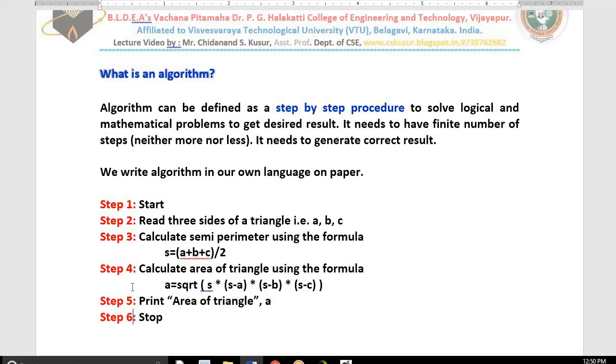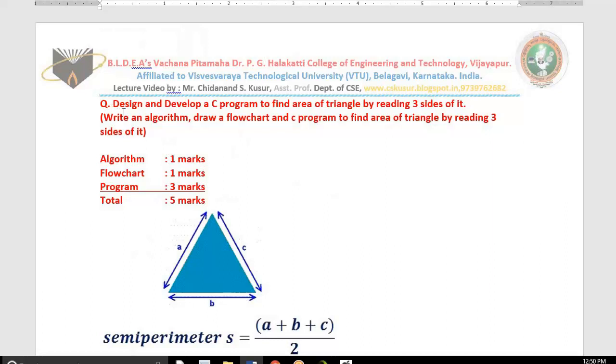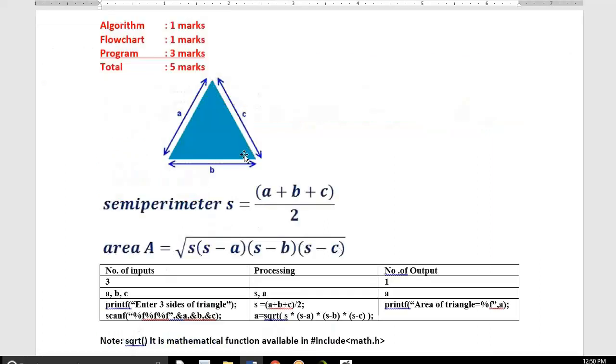Let us see, already we know how to find the area of triangle. What is the question? Design and develop a C program to find area of triangle by reading three sides of it. Already we know in mathematics, this is a triangle. It is having three sides, A, B and C.